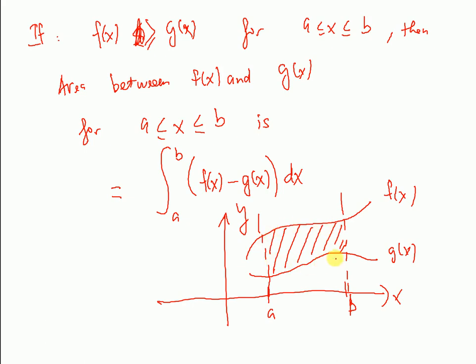So for the area between the two curves, we take the higher value minus the lower value. We get the area between the two curves from a to b. It is represented by this definite integral. Okay, so the definite integral from a to b of f of x minus g of x is the area between the two curves. And we'll go into more details, more examples in the class next week about this.